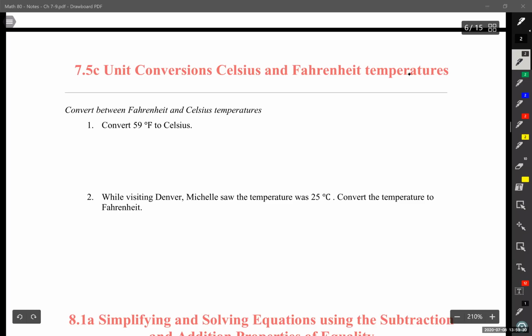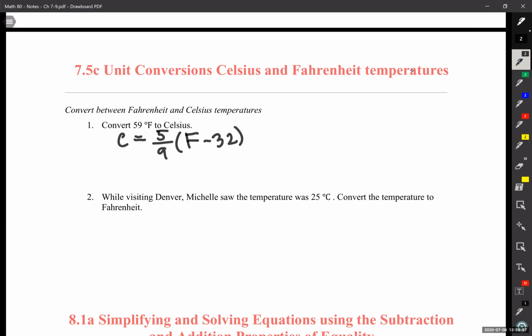So to do these 2 problems, we need 2 more formulas that I forgot to type out. So we have going from Fahrenheit to Celsius, which we are going to use the formula C equals 5/9 parentheses F minus 32. And then we're going to have the formula from converting from Celsius to Fahrenheit, and that's going to be F equals 9/5 C, no parentheses, plus 32. So we use those 2 formulas. Whatever you want your units to be, that should be the letter that's by itself.